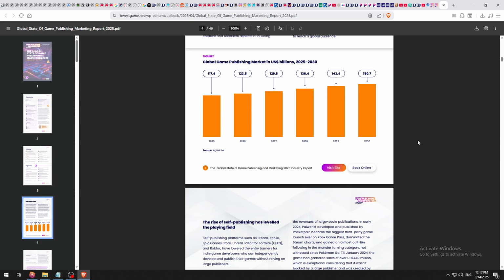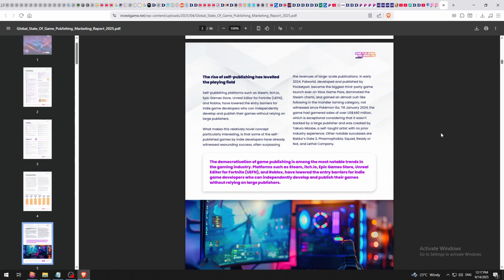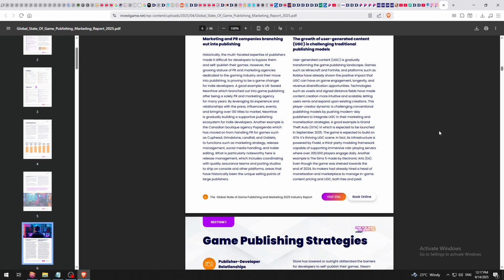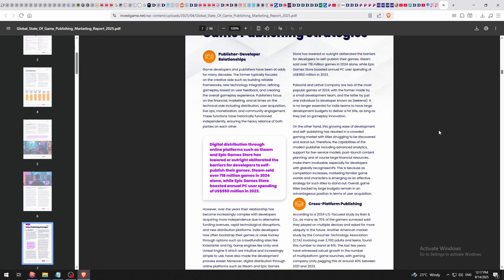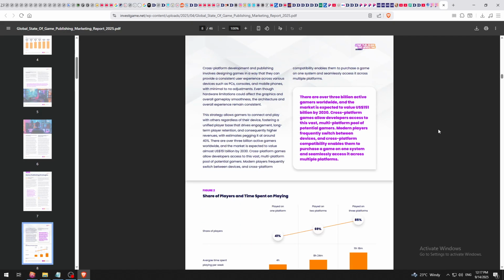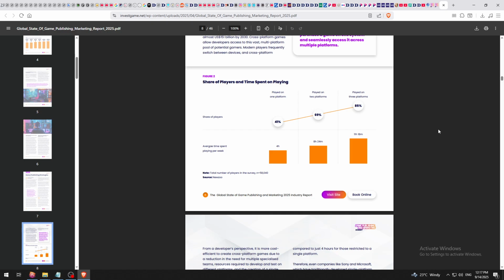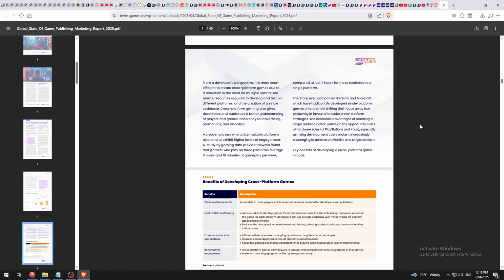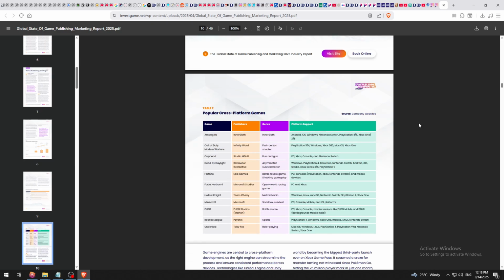First of all, there are lots of very simple graphs which you can just hover over and check out what's in it for you in terms of money and expectation, and how game development industry grows, and how people spend their money, but also there are very specific detailed informations about on which platforms players play, how they turn into cross-platform games more and stuff like that.